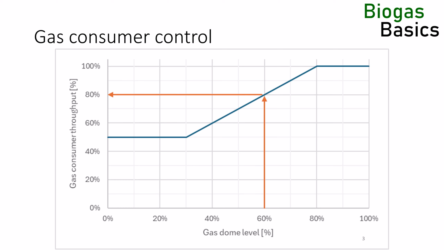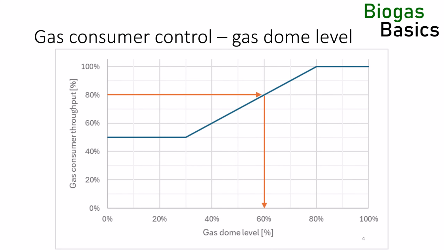In this example, the gas consumer operates at 80% capacity when the gas dome has a level of 60%. However, this relationship also works in reverse. When the gas consumer operates at 80% capacity, it consumes a certain amount of biogas. In a steady state, or over a long period, the plant produces as much biogas as the gas consumers consume. The y-axis shows the equivalent biogas production of the plant.